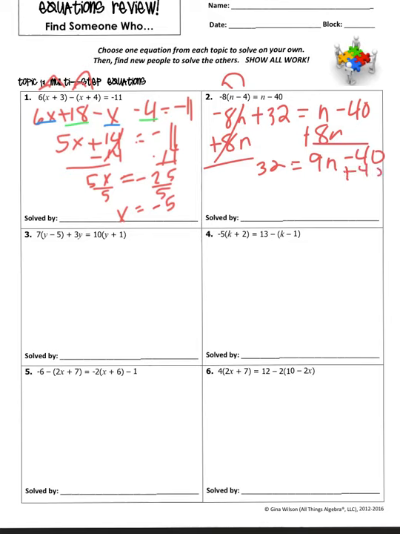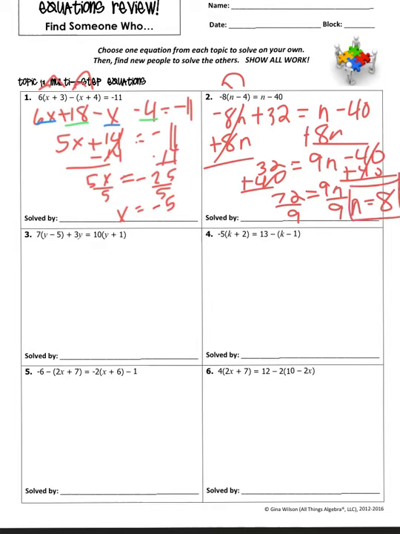Add 40 to both sides. And 9n equals 72. Divide by 9. N equals 8.